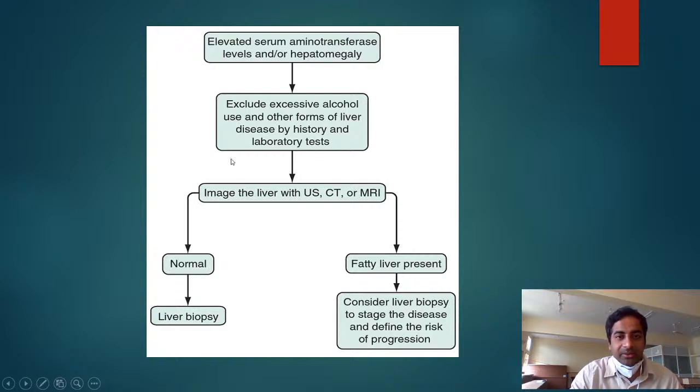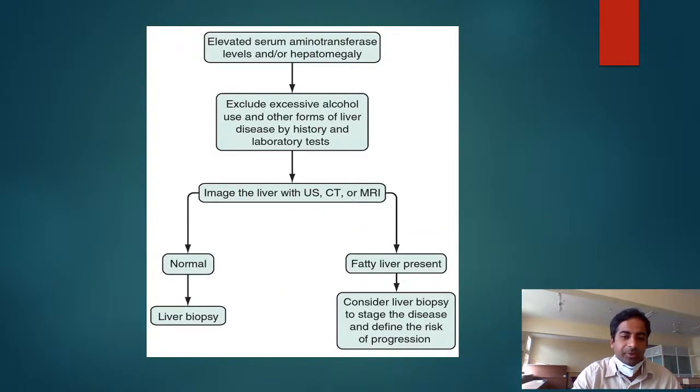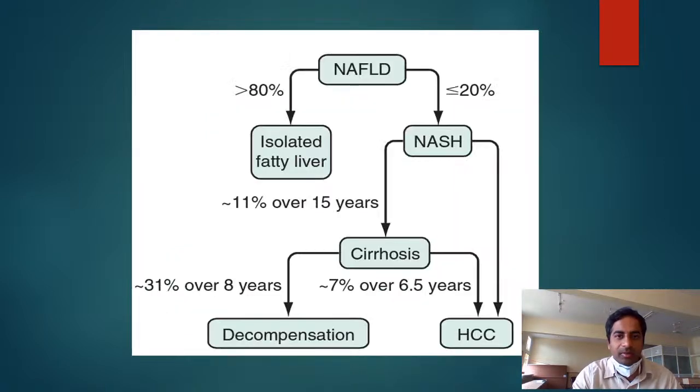So in patients with elevated serum aminotransferases, that is SGOT and SGPT, along with hepatomegaly, the first thing is you have to rule out any excessive alcohol use and other forms of liver disease. Rule out other causes of cirrhosis of liver like Wilson's, hemochromatosis. Then you go for imaging. In imaging, if it's normal, then you have to go for biopsy. If it shows fatty liver, then you can stage it, or else you can go for elastography. Elastography is pretty good, you can avoid liver biopsy.